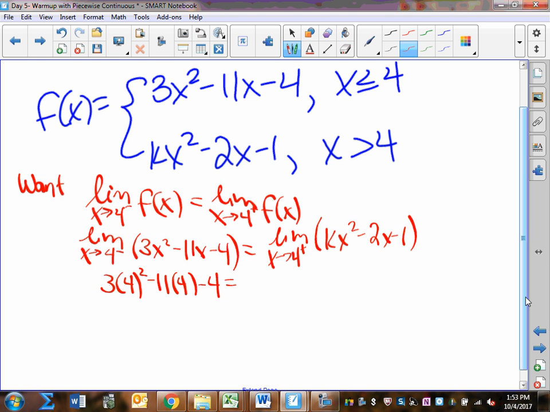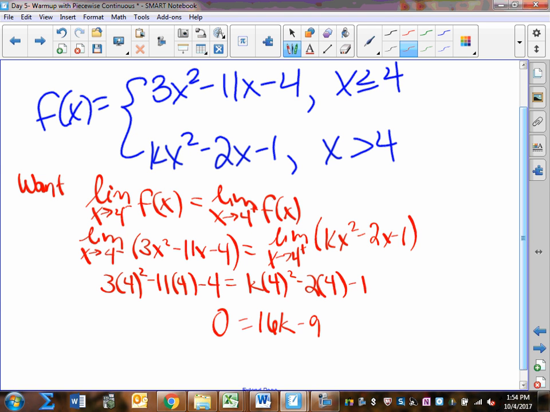Yeah. Now, k is some unknown constant. We're trying to find that. So we're not putting it in for k, we're putting it in for x. X becomes 4. So I have k times 4 squared minus 2 times 4 minus 4. Okay. What did we get on the left side? 0. Do we agree? Oddly enough, that is true. And then over here, 16k minus 9. What did you guys get?